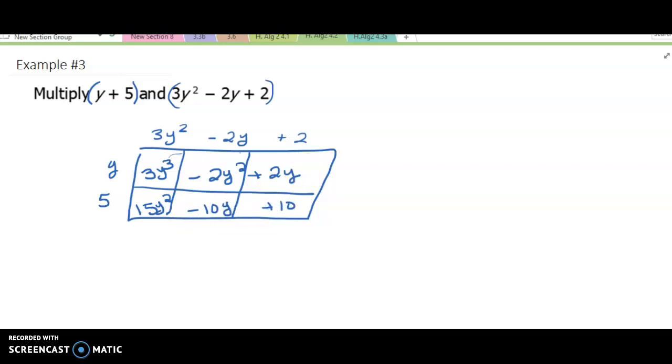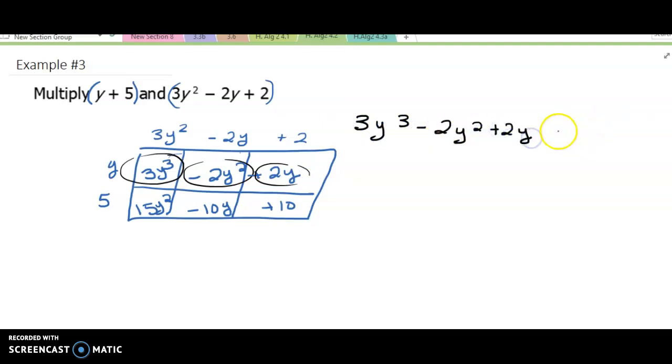Okay, now to get my product, all I do is I add everything on the inside of the box. So it'd be 3y cubed minus 2y squared plus 2y plus 15y squared minus 10y plus 10. Okay, so then obviously I need to simplify this.